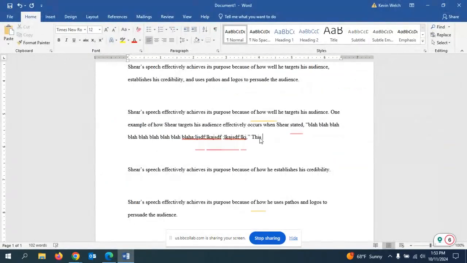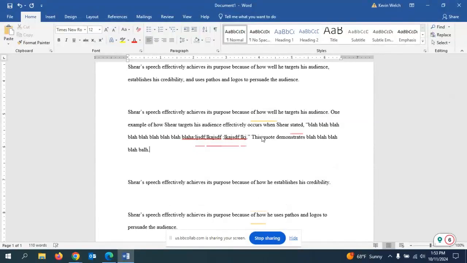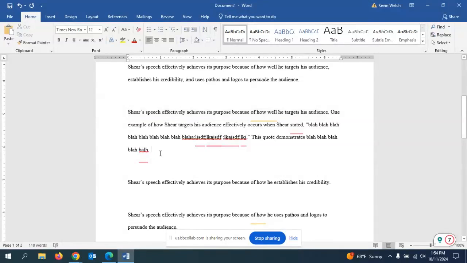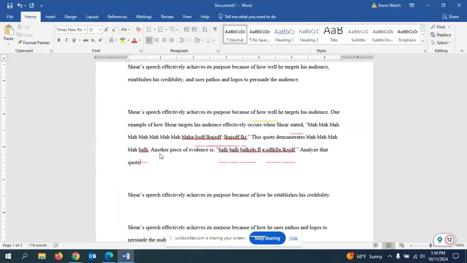So I have to say something like, "this quote demonstrates," and then I'm going to give whatever that demonstrates. Okay. So I'm going to have several sentences now analyzing how this piece of evidence helps prove this point. Now, you might choose to include a second piece of evidence, and it's totally cool for you to do that. I could say something like, "another piece of evidence is," and then I'm going to quote whatever it says, and then I'm going to end that quote, and then I'm going to analyze that quote too with whatever it is I choose to say.